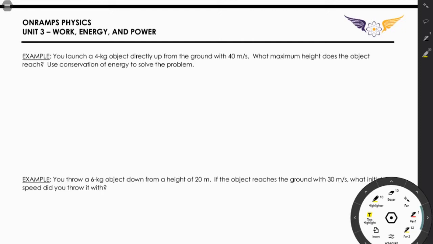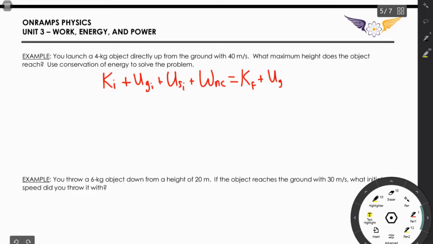All right, so the first thing we're going to do is write down our conservation of energy equation. So Ki plus UGi plus USi plus work done by non-conservative forces equals our finals. So Kf plus UGf plus USf. And remember, the work done by non-conservative forces pops up on one side. If it pops up on the before side, it's added. If it pops up on the after side, it's subtracted.